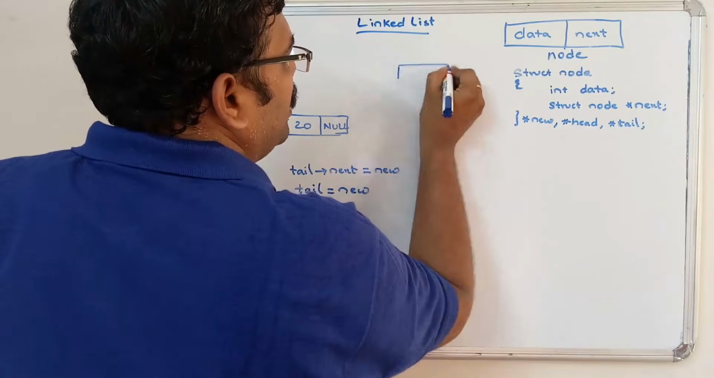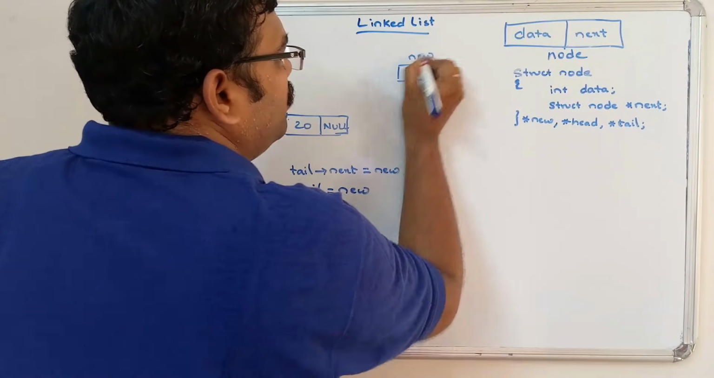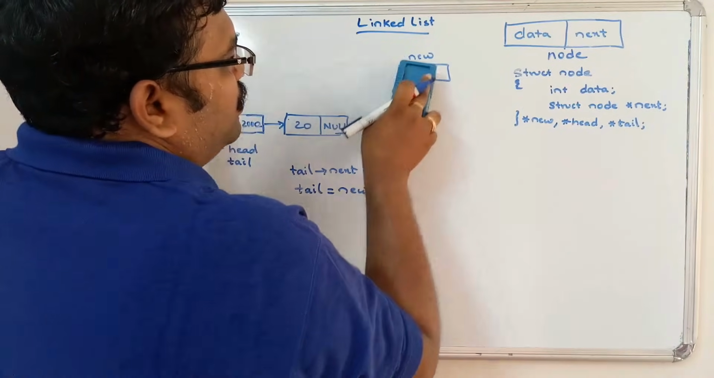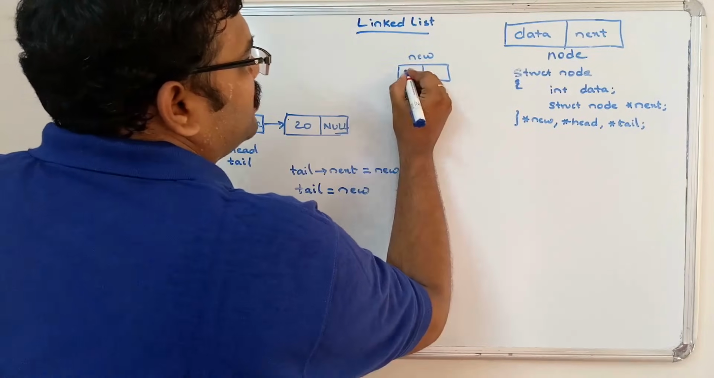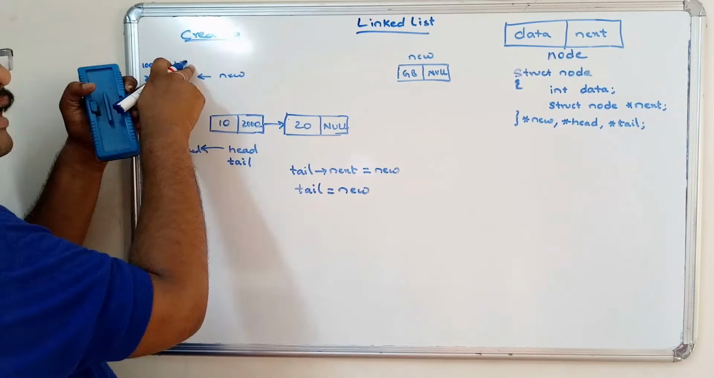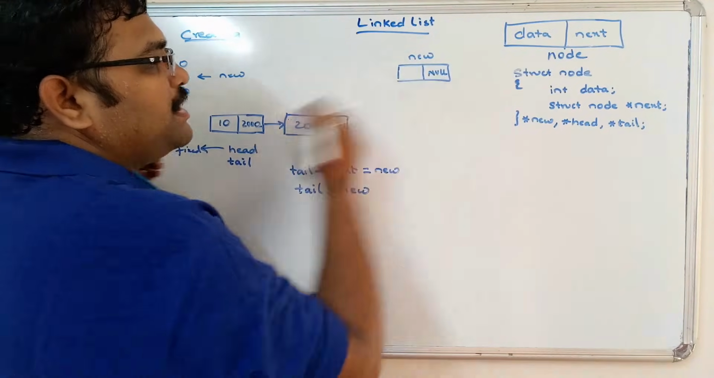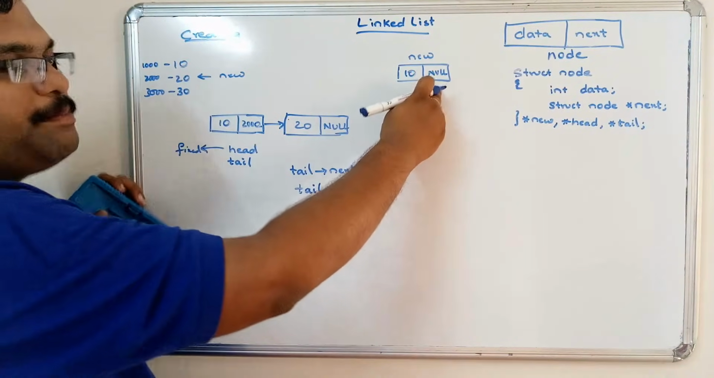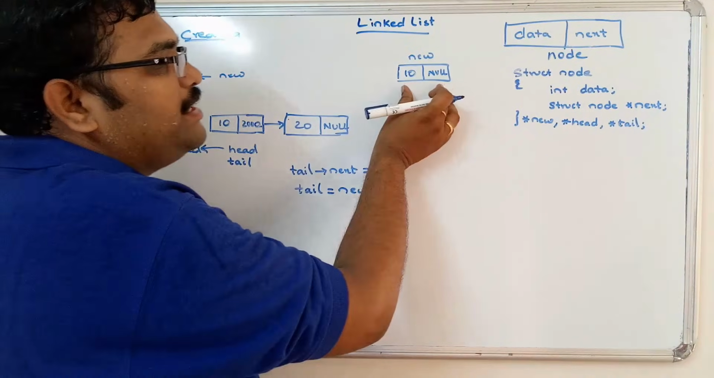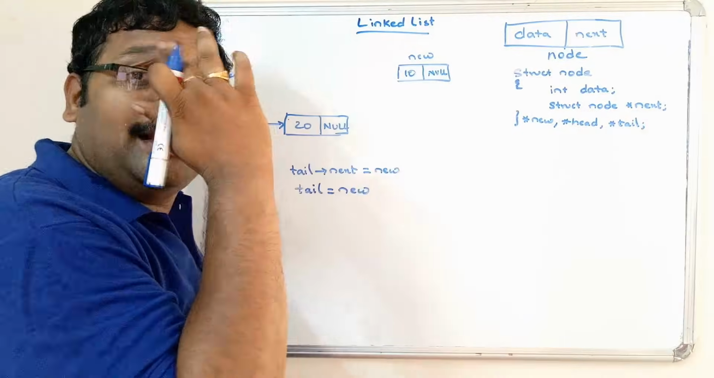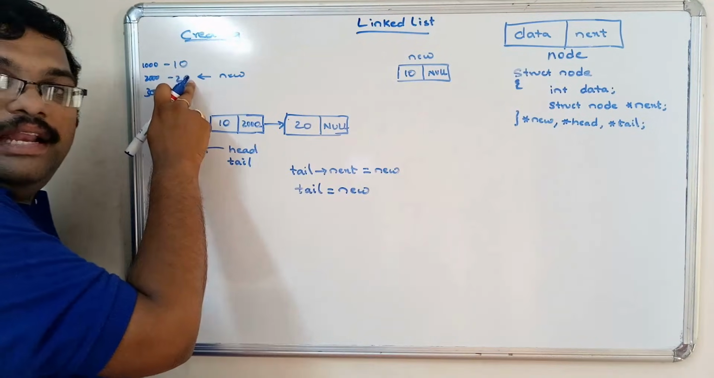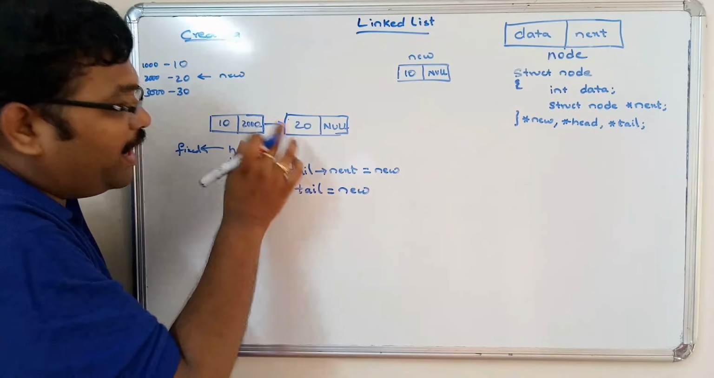Initially, the new will be some garbage and null. So whenever you are taking 10, this garbage value is replaced with 10 and the address position will be null. So head and tail will be assigned to new initially, right? See, and whenever you are inserting the 20 element, first we have to establish the link.